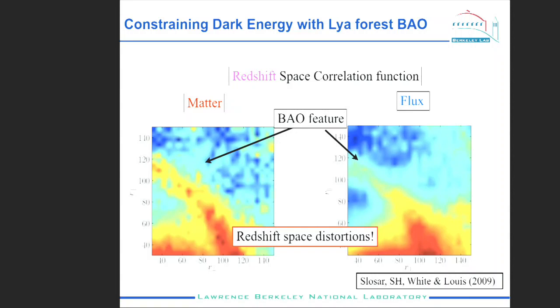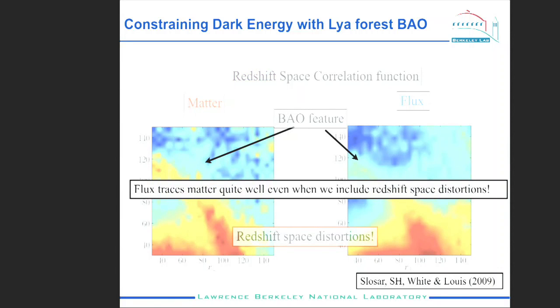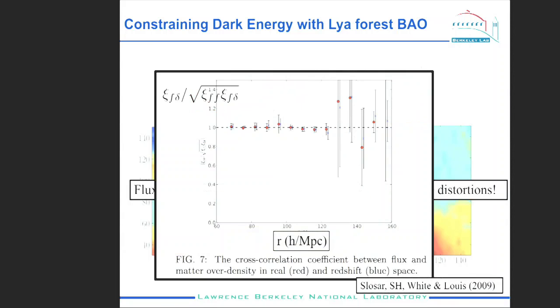But surprisingly, they look similar. So we're very happy when they look similar. We're like, okay, there's something we can do, we can model it. Because it's a completely new probe, we don't know what it is. So flux traces matter quite well even when we include the redshift space distortions. Mind you, even though the color scheme is the same, the amplitude is completely different here. So you cannot actually predict from the matter what it looks like entirely without some interesting scaling.